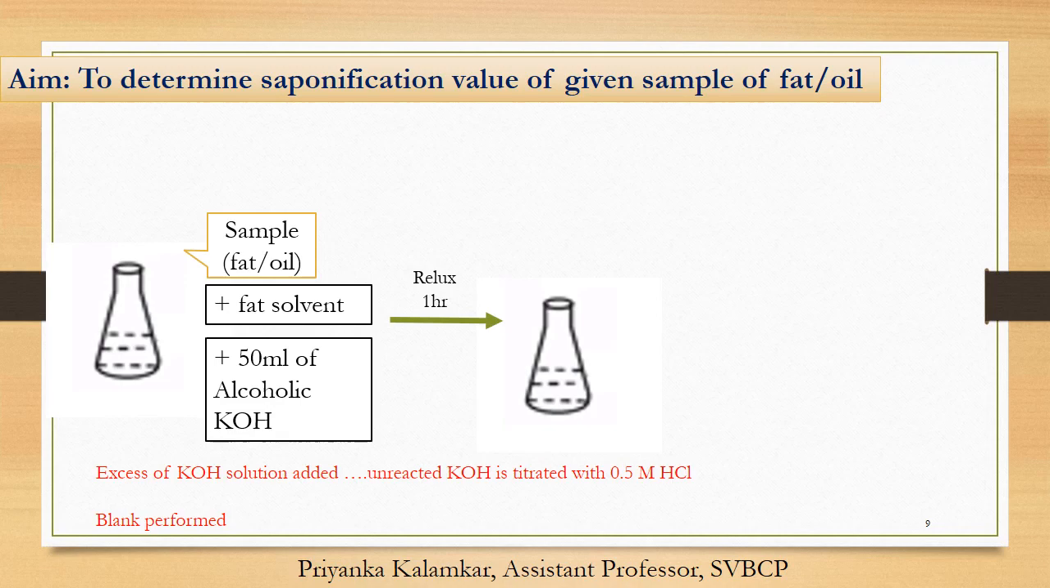Okay, now what do I have in the conical flask after refluxing for 1 hour? Initially I had triglyceride, that is fat or oil, plus KOH. After 1 hour of reflux, I should have in the flask the triglyceride molecule broken into glycerol and the sodium or potassium salt of the corresponding fatty acids, which we call soap, plus an unreacted amount of alcoholic KOH. So the conical flask now has more of the unreacted alcoholic KOH.